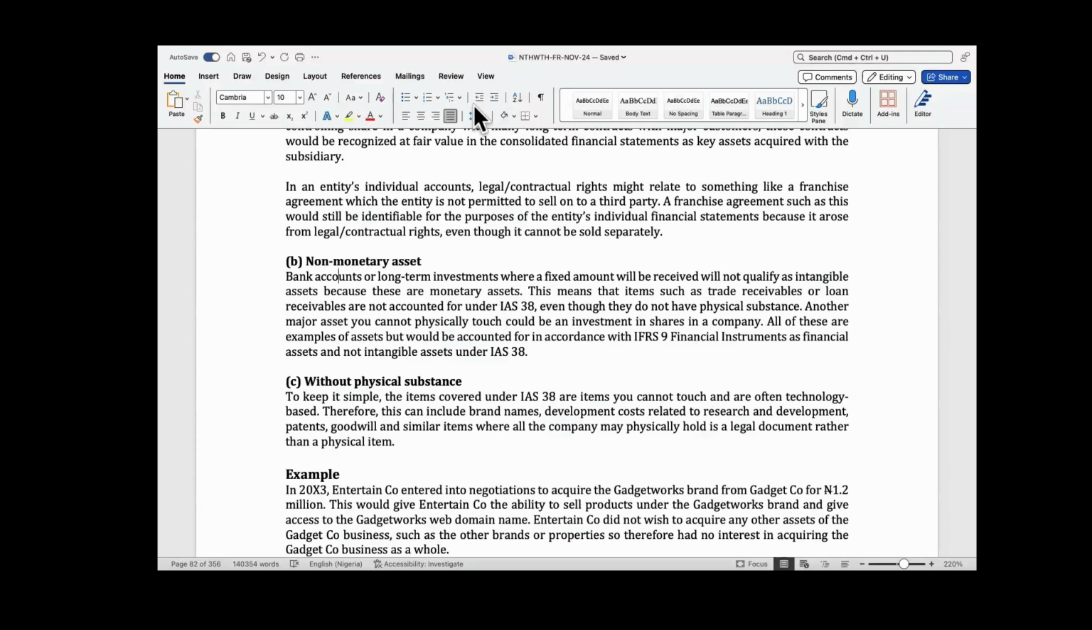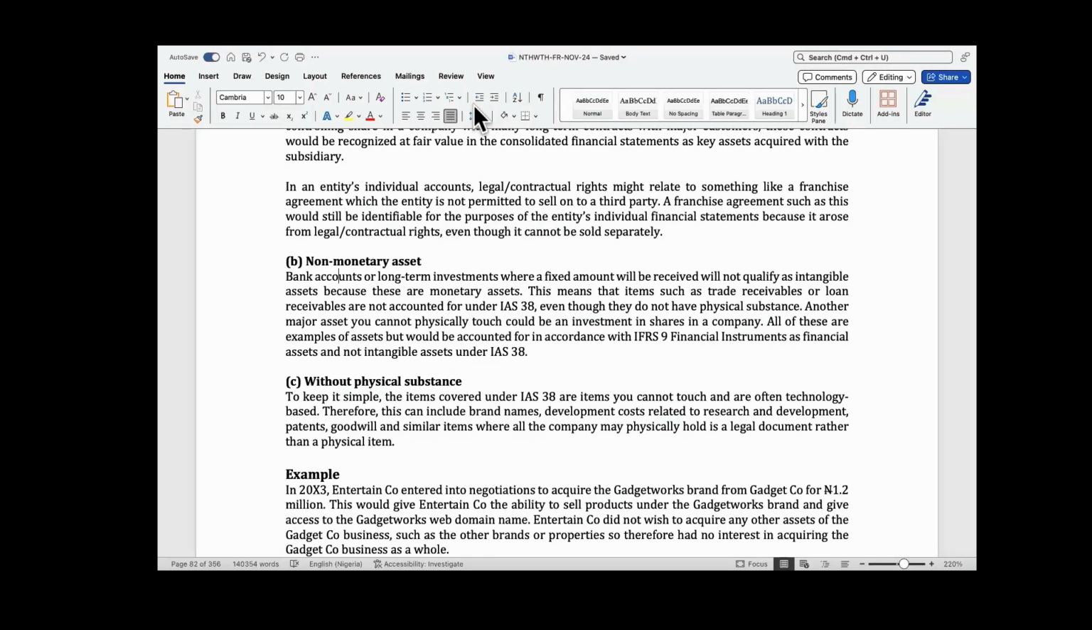Non-monetary, from what I've explained, goes to show that the benefit you would get varies. It is not fixed. It depends on how well you use it. Your license, for example, now. You cannot say, since I have a license now, I'm sure I will be getting 20 million every month. No, it varies.